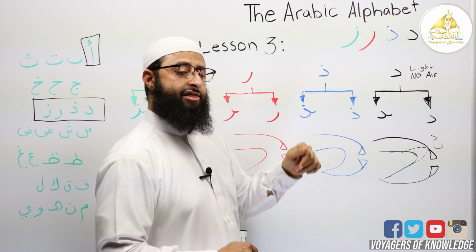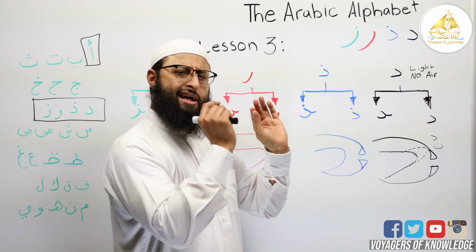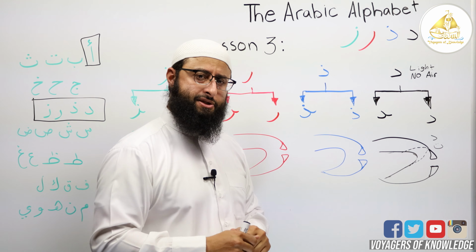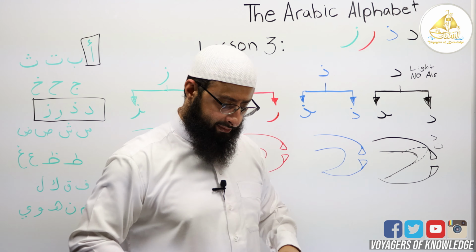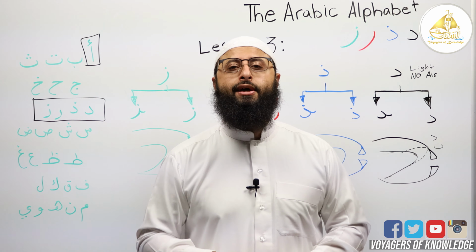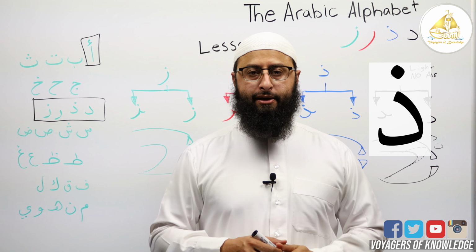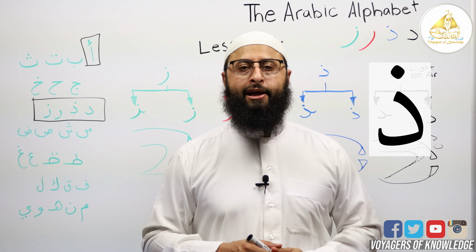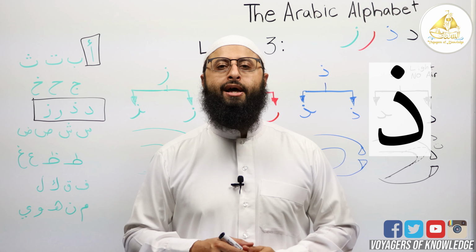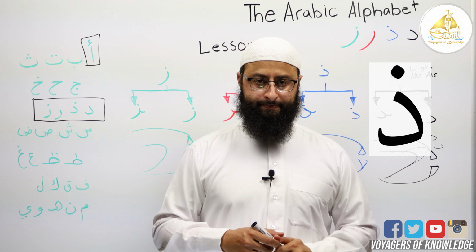If all of that is clear, we can move to the next letter, which is the brother of dal. Dhal. Looks exactly like him. The only difference is that it has 1 dot. How do we pronounce it? Dhal. Dhal. One more time. Dhal.